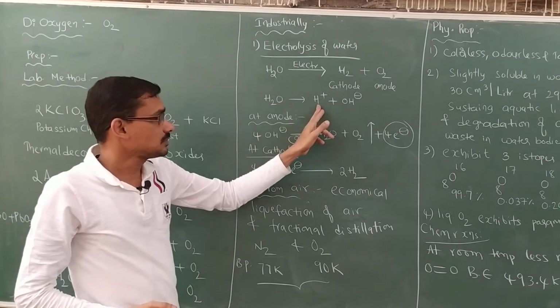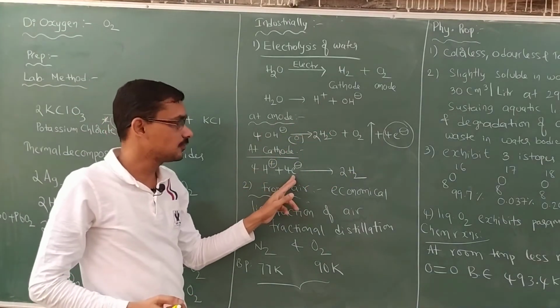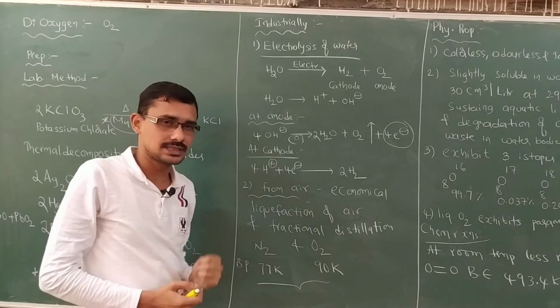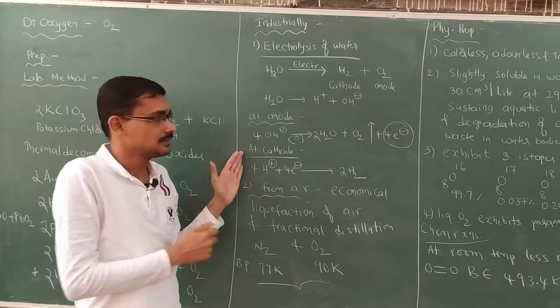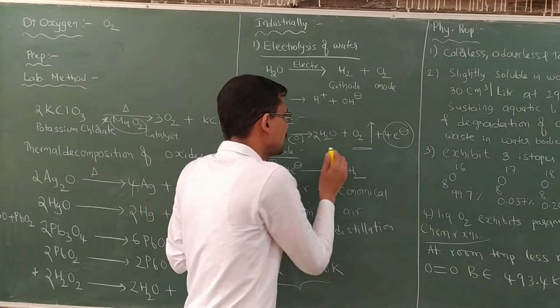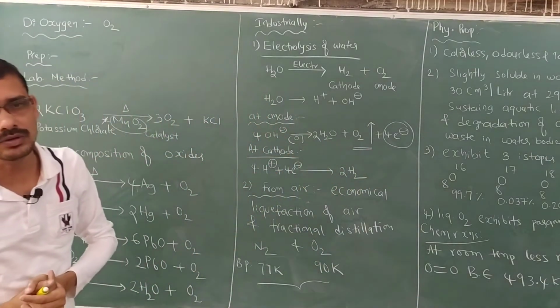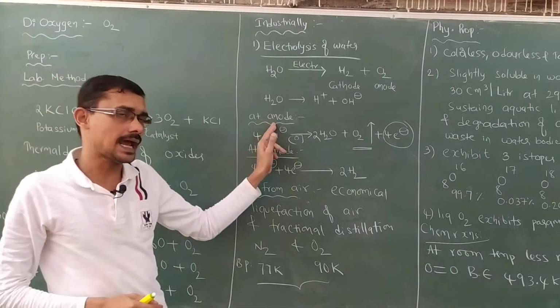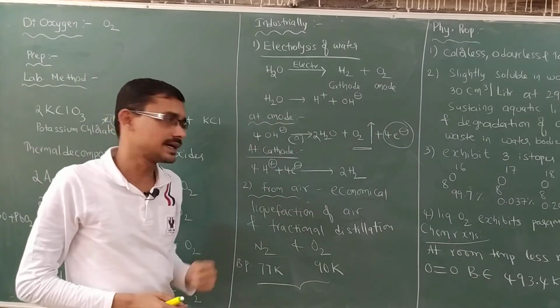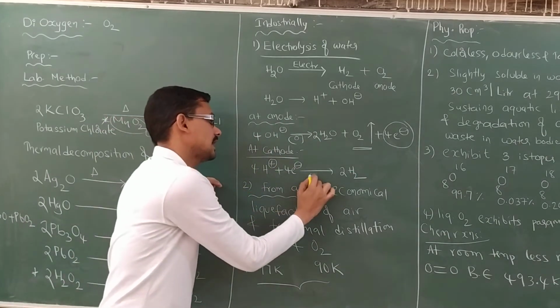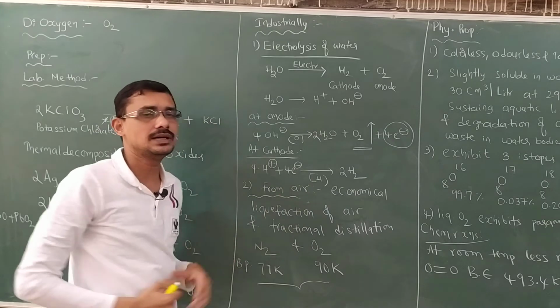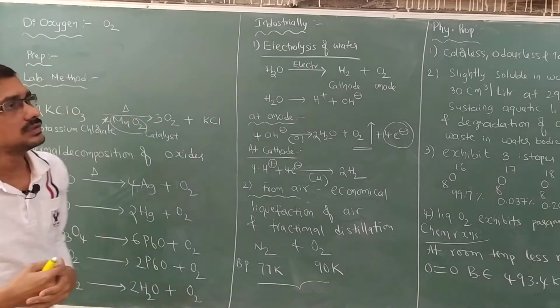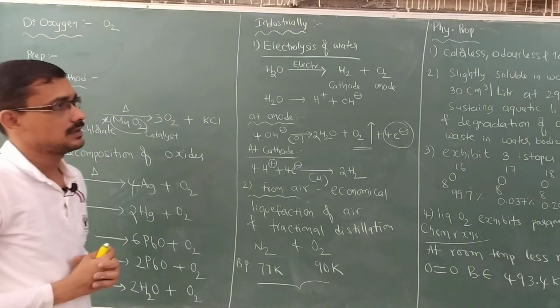Next, the H plus ions take 4 electrons and convert into hydrogen gas. This we generally don't require because we are producing oxygen. So where are we getting oxygen? At the anode. Oxidation takes place at the anode, giving O2. Reduction takes place at the cathode, giving hydrogen gas. This is a general industrial method.